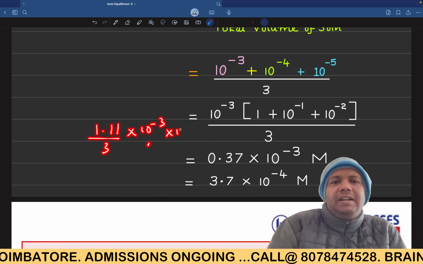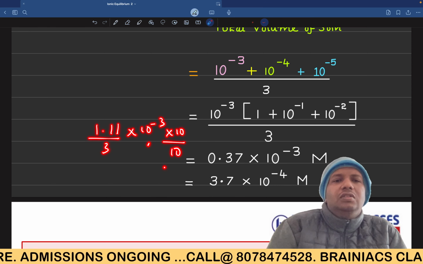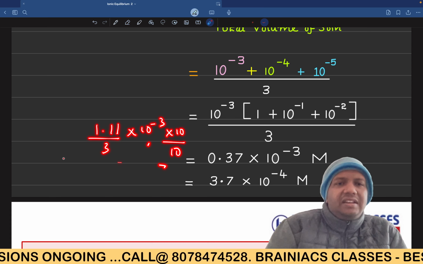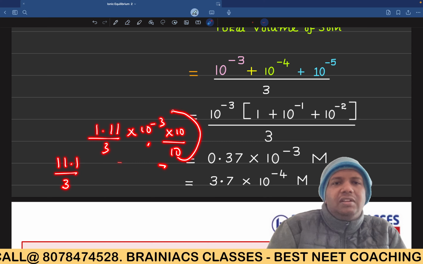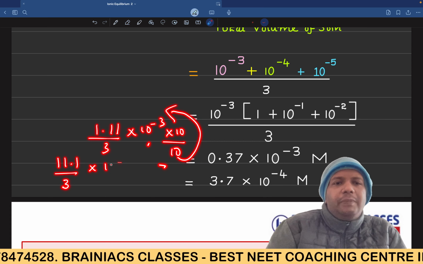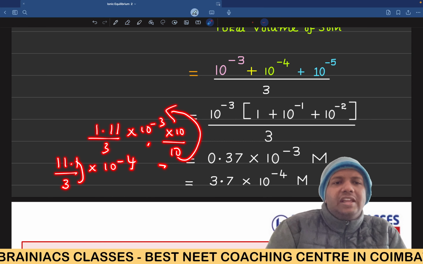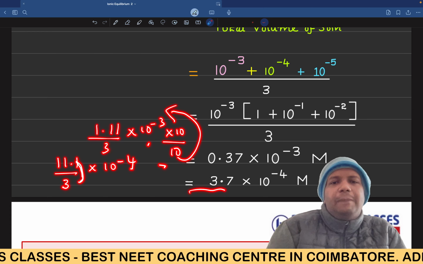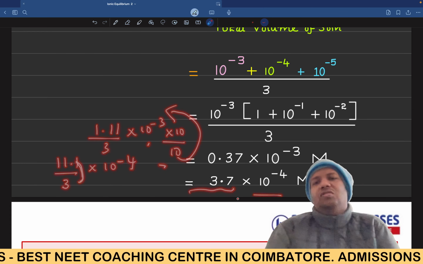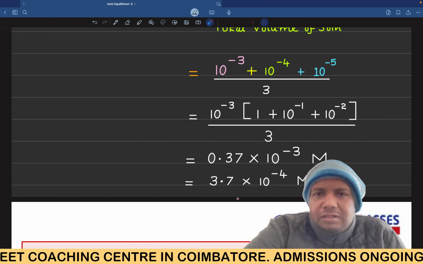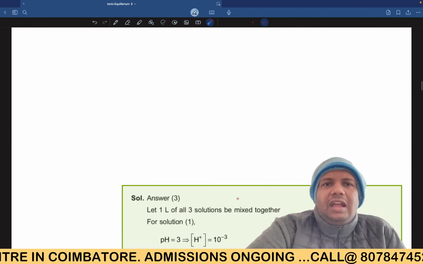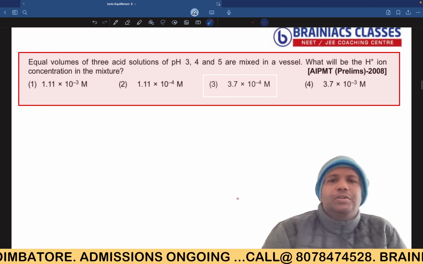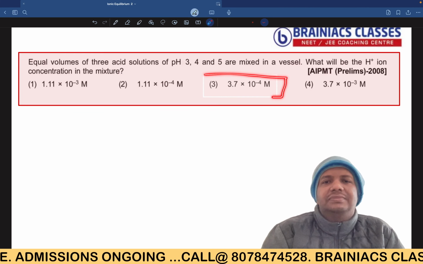So I am multiplying by 10 on both sides. This will become 11.1 by 3. This 10 I am taking in the numerator, so this will become 11.1 by 3 into 10 power minus 4. So 11.1 by 3 is 3.7, giving 3.7 into 10 power minus 4. This is how I am arriving at this particular answer. So the answer for this question is option 3.